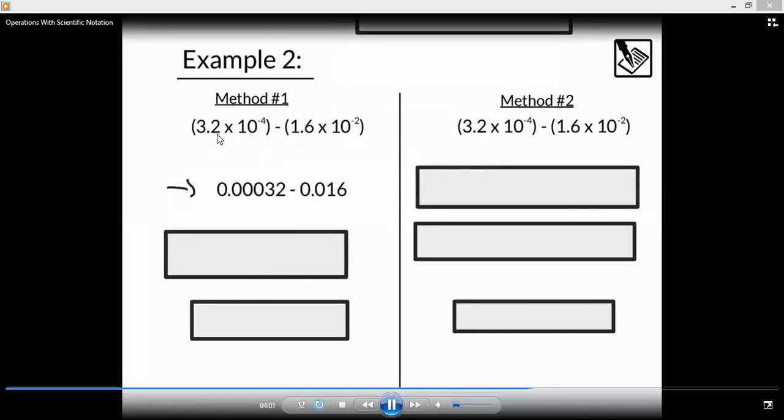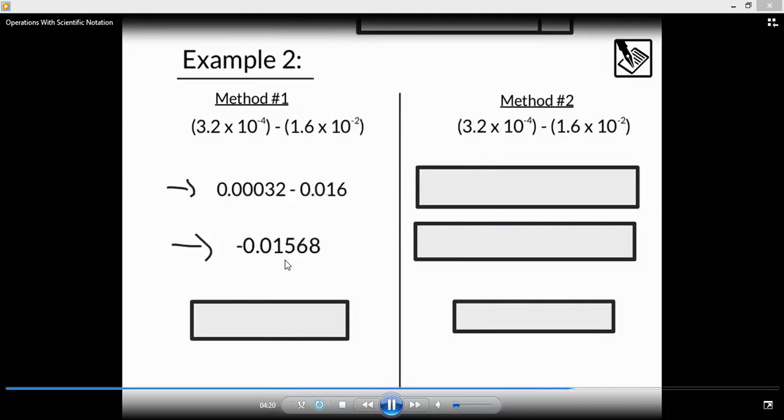Then you have 3.2 times 10 to the power of 4. We will move the decimal point 4 digits. I have only one, so I'm going to add 3 zeros. This one, I will move only one, so I'm looking for one more zero. Then we will subtract the two numbers together to find the answer. This one is not in simplest form.